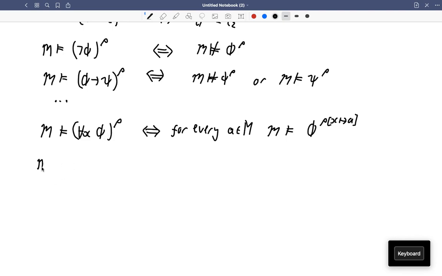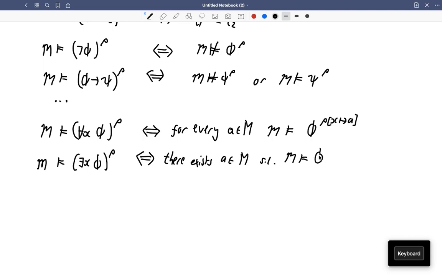And for the existential quantifier, it's very similar. The formula there exists x phi is true in the environment rho if and only if there exists some element a of the structure such that the formula phi is true in the structure with the variable x updated with its value updated to a.